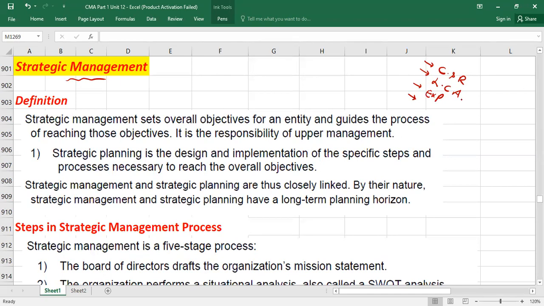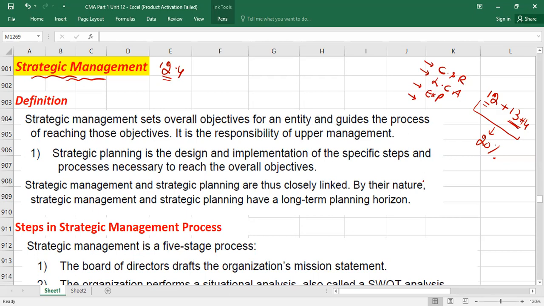Understood. Please remember unit number 12, which is known as forecasting, plus 13 and 14, which is budgeting. So these three chapters are 20% of your exam. So unit 12 we are discussing, and the last topic we are going to discuss is 12.4. And this topic is known as strategic management.